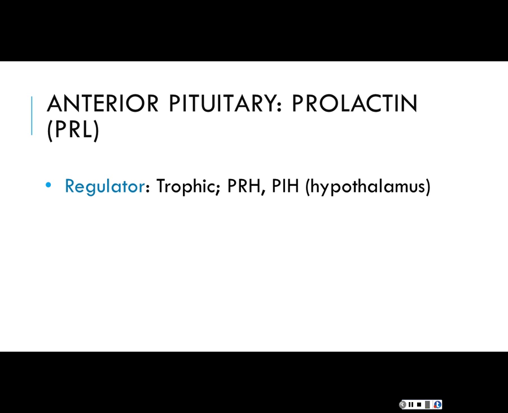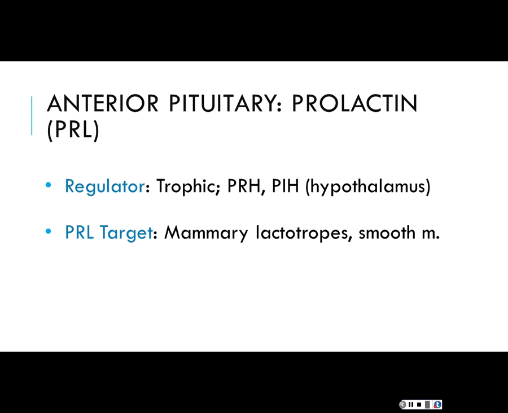Where do you think the primary target for prolactin is? Mammary glands in the female. Is it the only target for prolactin? No, because who else has prolactin? Men, right? Okay, so the most famous target for prolactin is the mammary glands for milk production and letdown. So you can just say mammary glands.